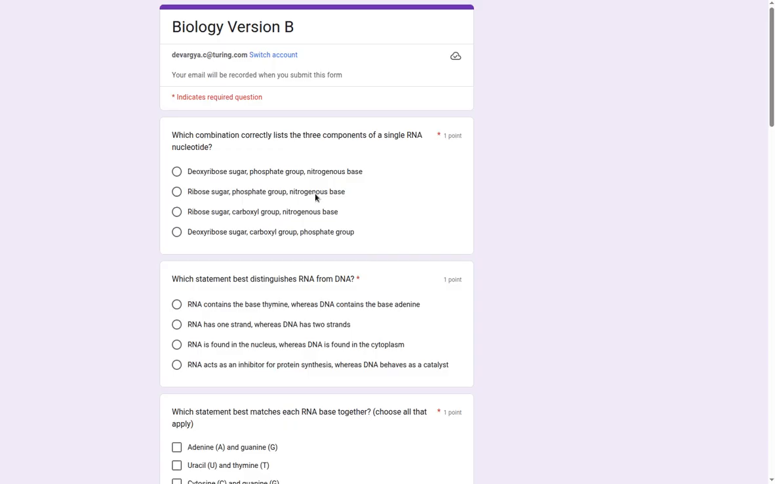Okay, which combination correctly lists the three components of a single RNA? RNA consists of, I think, a phosphate group, maybe this, because I think DNA consists of a deoxyribose sugar and RNA consists of a ribose sugar.